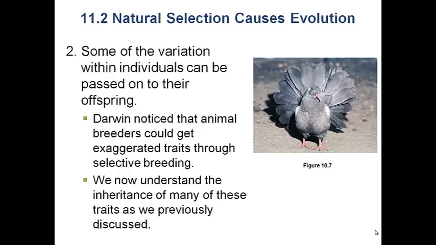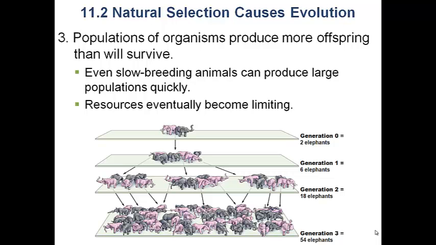This picture of a fan-tailed pigeon in Figure 10-7 is an example. There are no fan-tailed pigeons in the natural world, but fan-tailed pigeons are an example of an organism that humans have produced as a result of selective breeding. We take the pigeon that has the tail that sticks up the most and breed it with another pigeon that has a similar tail, and we get offspring that have tails that stand up, and through many breeding events we end up with organisms that have very distinctive phenotypes. So it's clear that much of the variation that we observe in the natural world can be passed on from parents to offspring.